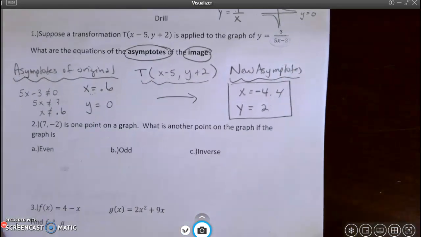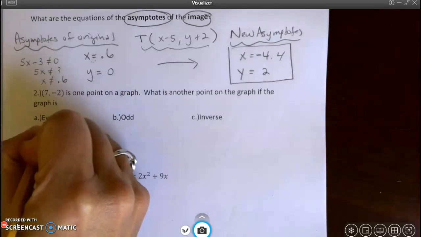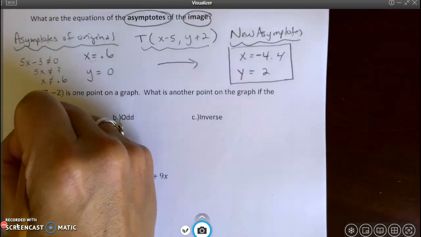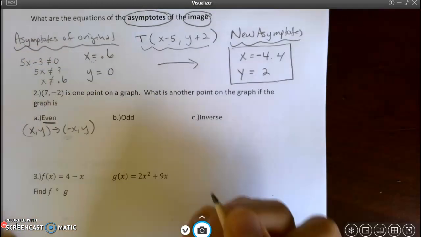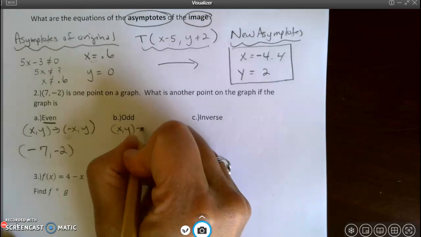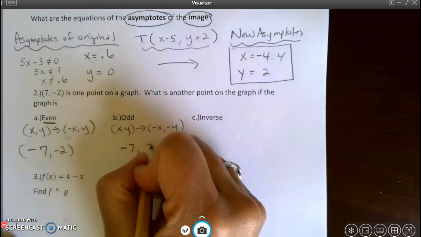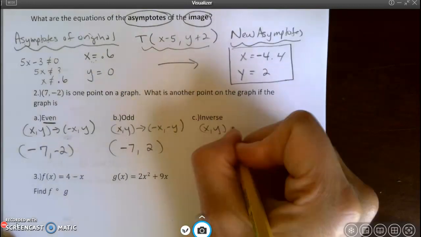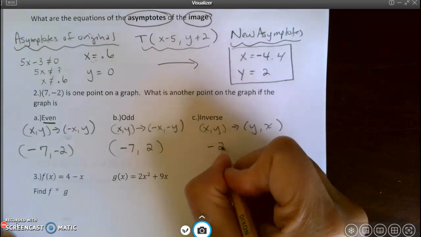All right, this next one is a lot like the one we did at the bottom of the last page. 7, negative 2 is 1 point on a graph. What is another point on the graph if the graph is even? The graph is even, remember, the xy becomes opposite of xy as we reflect over that y-axis. So negative 7, negative 2. When it's odd, xy rotates around the graph and both x and y change. So we get negative 7, positive 2. And for an inverse, we simply switch x and y. So it becomes negative 2, 7.